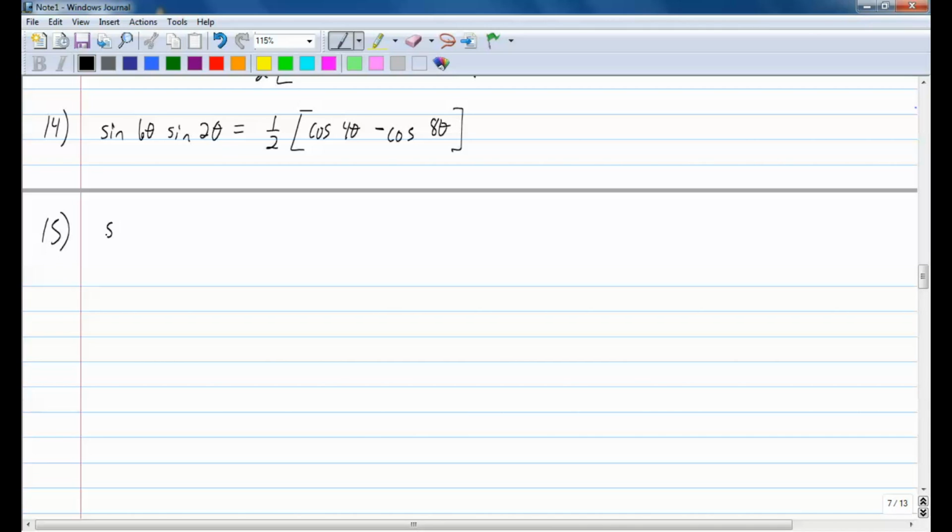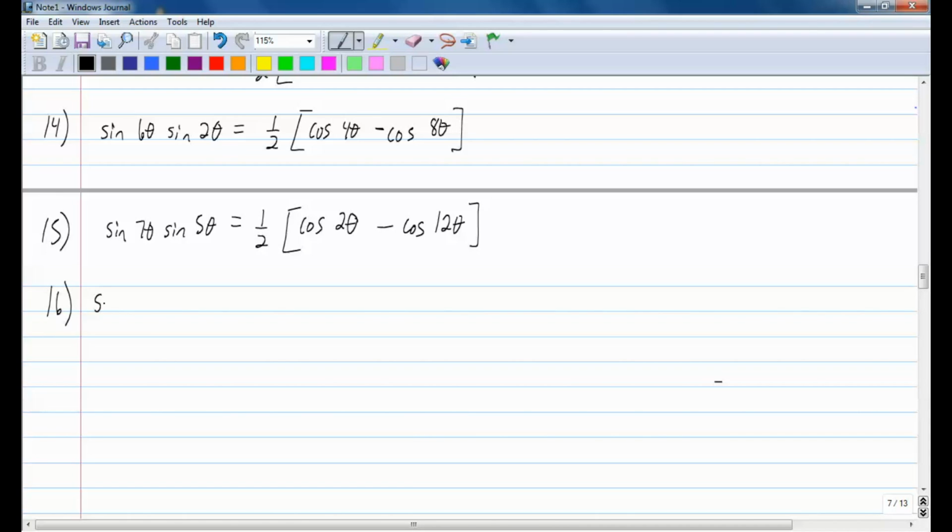Number 15, sine of 7 theta times sine of 5 theta. So we're going to use the same formula for that one. It's going to be 1/2 times the cosine of alpha minus beta, so that's the cosine of 2 theta, minus the cosine of alpha plus beta, that's going to be cosine of 12 theta. So number 15 is A.